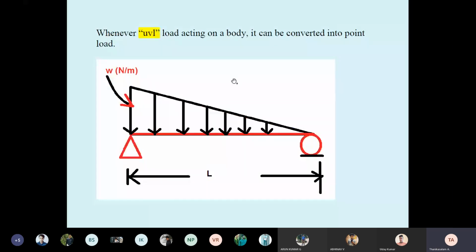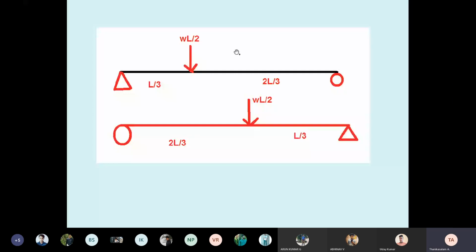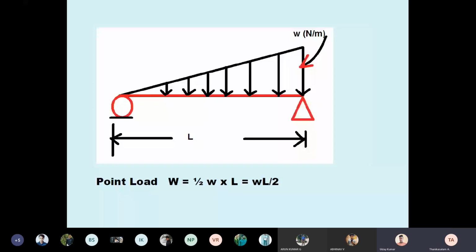Like this. Do you clearly understand? Uday Kumar? Yes, sir. Understand, sir. Okay, okay.